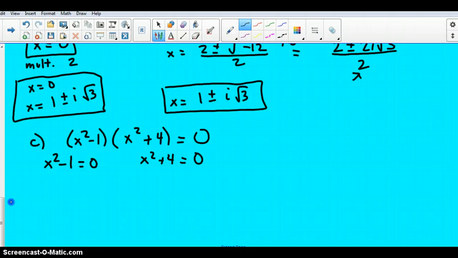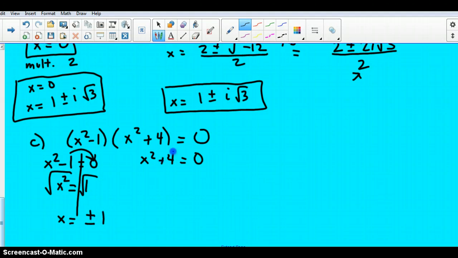So I want you to get your 4 answers. We know we should have 4. I am going to solve by taking the square root. This 1 moves over by adding it. x squared equals positive 1. How do I undo squaring? Take the square root. Anytime I take the square root, how many answers do I have? 2, a plus and a minus. What is the square root of 1? So I have plus or minus 1. Positive 1 and negative 1.